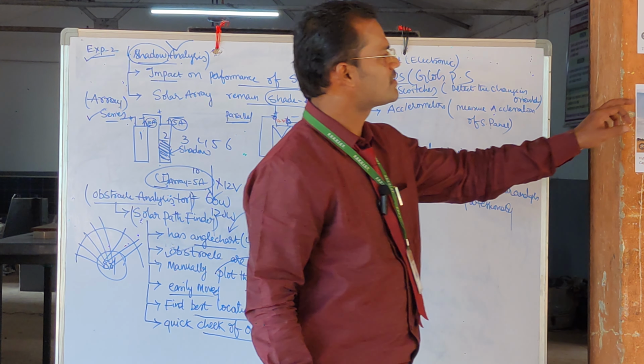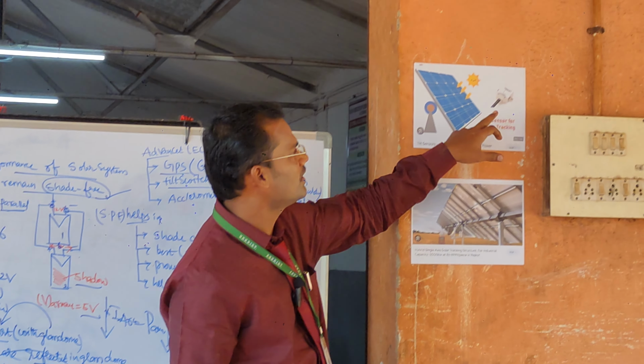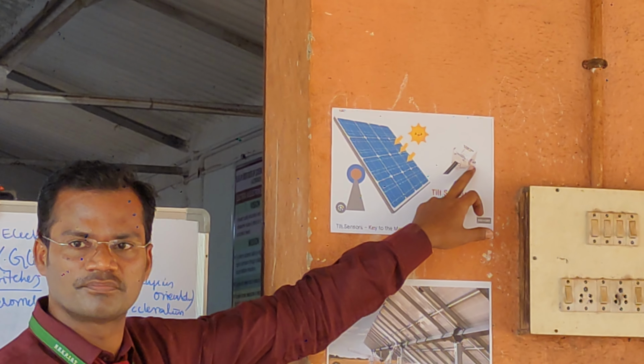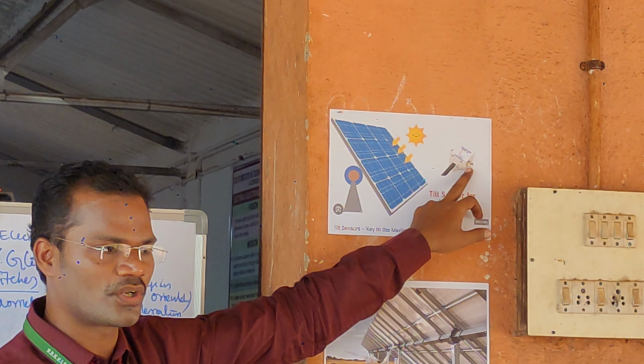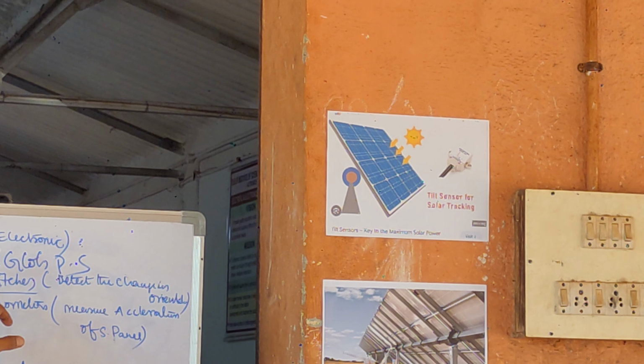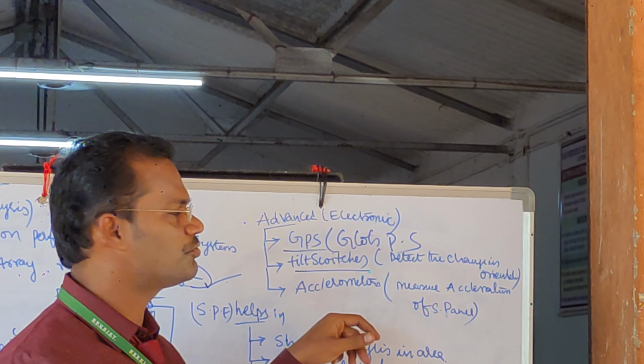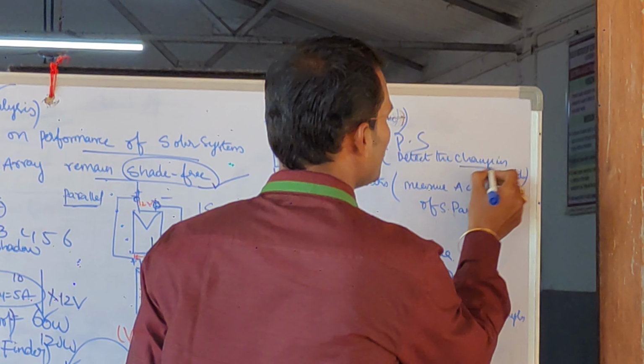Okay, so these are called tilt switches. This is called a tilt switch. So this will show how much angle we have to tilt the solar panel as per the given latitude. These tilt switches are going to detect the change in orientation.